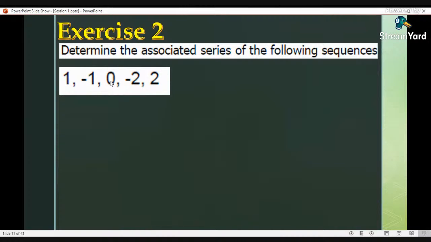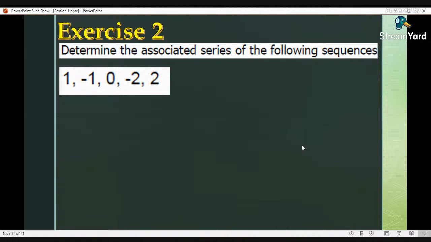I think I don't have to write this on the whiteboard because it's easy for us to solve this one. 1 plus negative 1 will become 0. Then negative 2 plus 2 will also become 0. So if we are going to add this, the sum will be 0. Therefore, the associated series for this given sequence is 0.